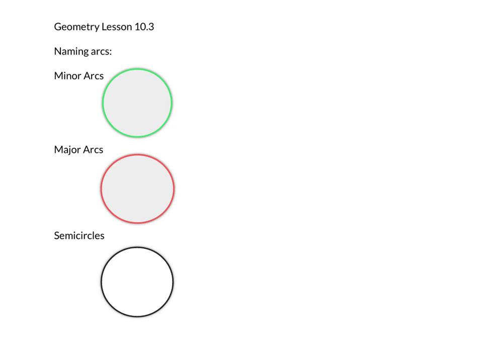Let's review what we talked about in Lesson 10.3 in class today. We want to make sure that we're all on the same page when it comes to naming arcs. A minor arc is an arc that is less than 180 degrees. And we always name it with two letters, or points.